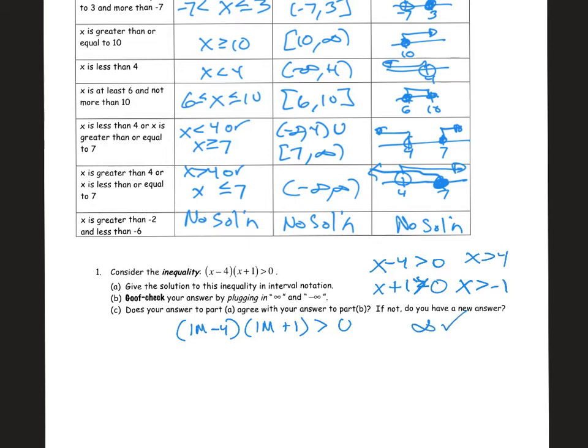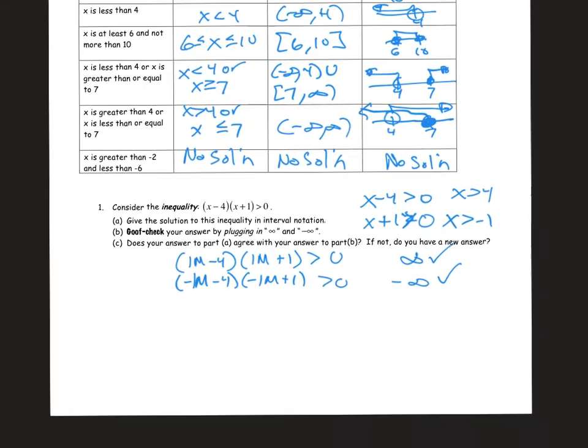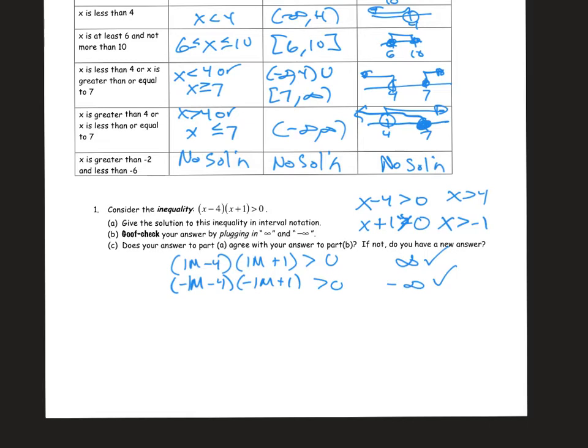Let's do the same for negative infinity. If I put in something like negative 1 million, negative 1 million plus 1, that's going to be a big negative times another big negative, which is also going to be positive. So I would expect both infinity and negative infinity to be part of my solution. It's a good check when you get your solution to see if those should be a part of it or shouldn't be, and if you got that or not.